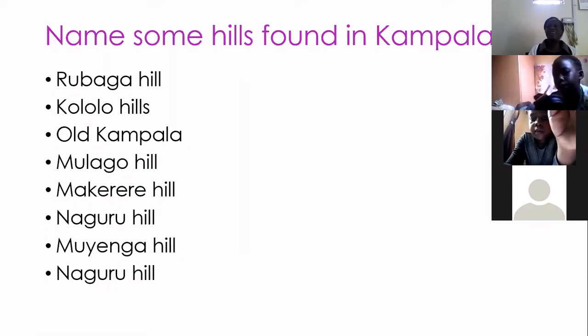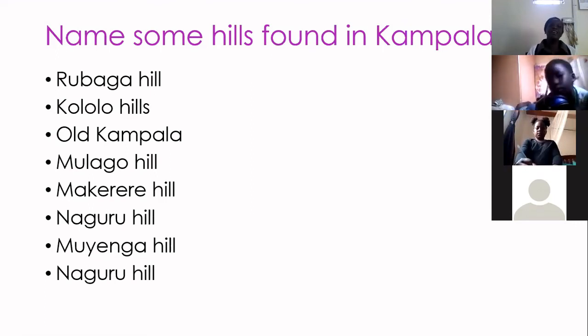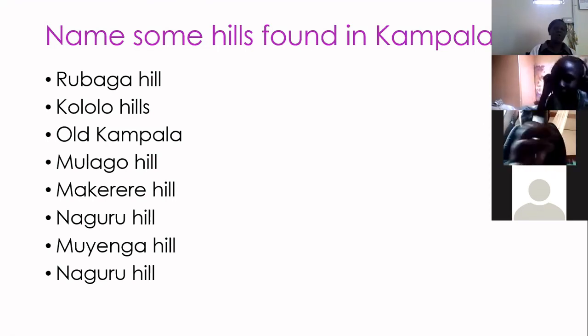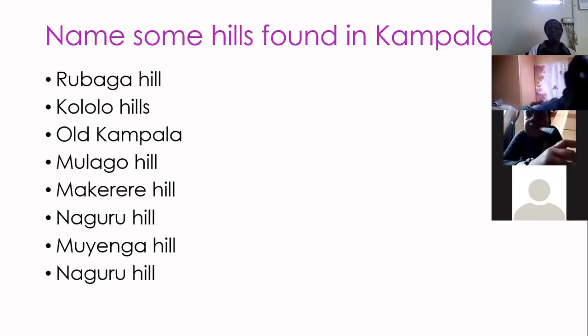Then we are continuing to look at another thing. We are also talking about some of the hills which are found in Kampala, capital city. You have to learn how to write the word Kampala, capital city. In Kampala, we have the important hills. One, we have Luvaga Hill. I think all of us are seeing the spelling of the word Luvaga. Let's first read them, then I'll explain one by one.